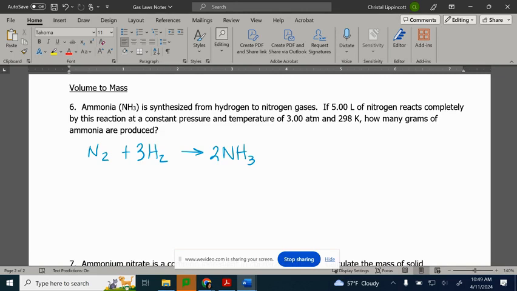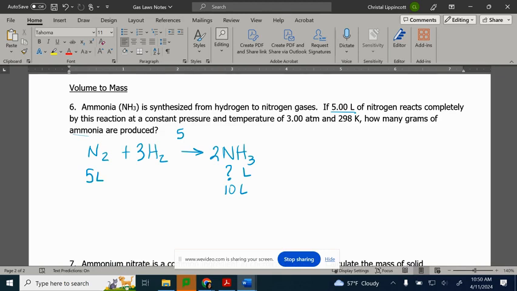So we are given 5 liters of nitrogen. We're trying to go into grams of ammonia. So I need to take my 5 liters of nitrogen here, and I need to figure out liters of this guy. So take this up into the cloud by dividing. 5 divided by 1 is 5. Then 5 times 2 is 10 liters. Okay? So now we know the liters of our ammonia.